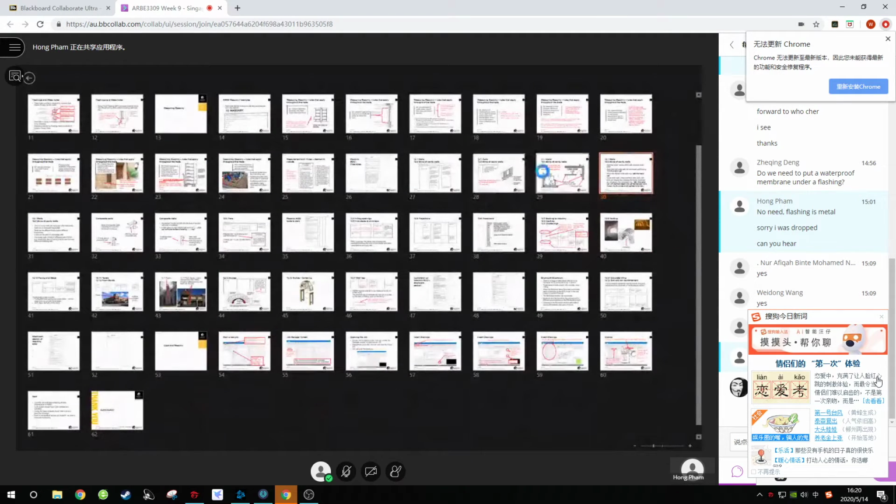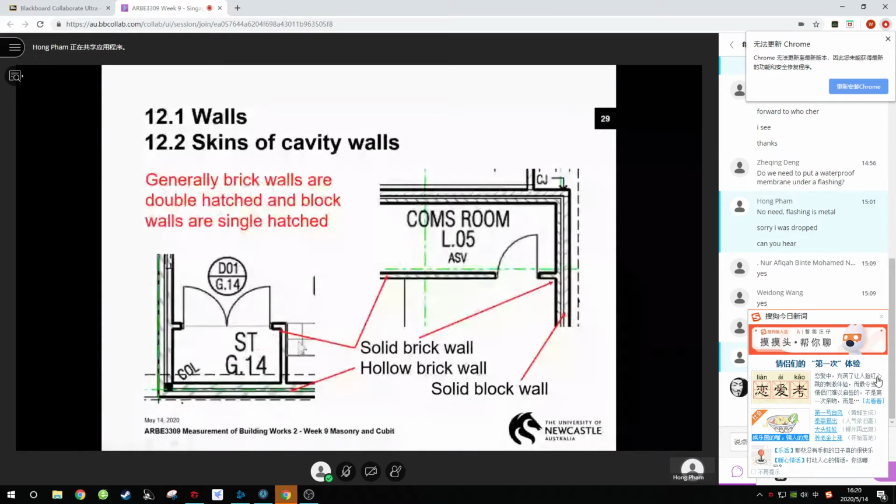Hollow wall skin. Here you are. Okay. I couldn't see very clearly. Okay, so this part here is the skin of hollow walls.